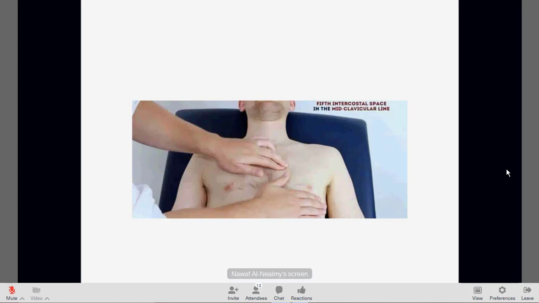But if the apex is, let's say, 3 cm medial to the midclavicular line, meaning it is going toward the right, and the trachea is grossly deviated to the right, then I know there is a mediastinal shift to the right. It may be a pulling lesion in the right or a pushing lesion from the left.